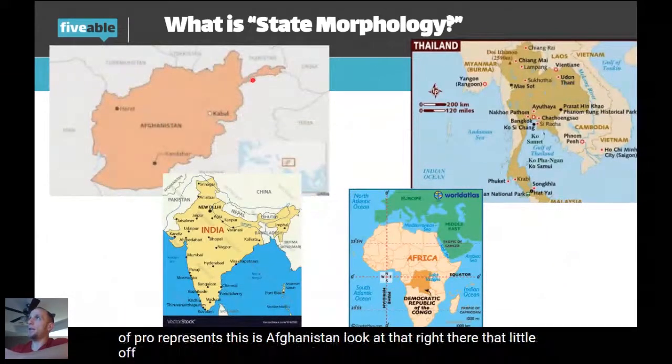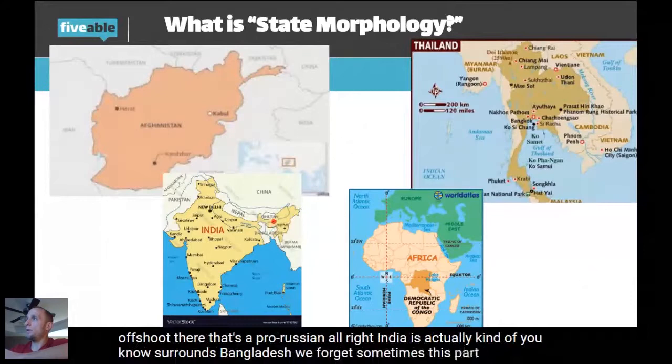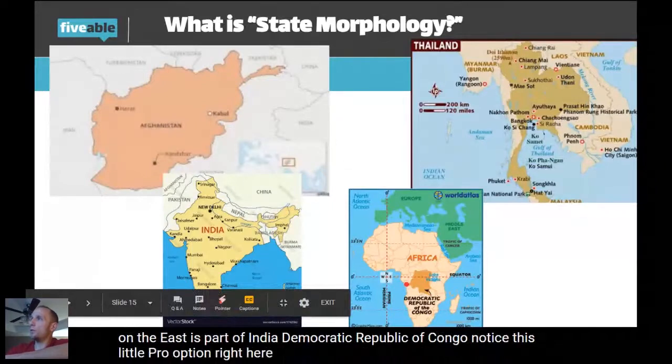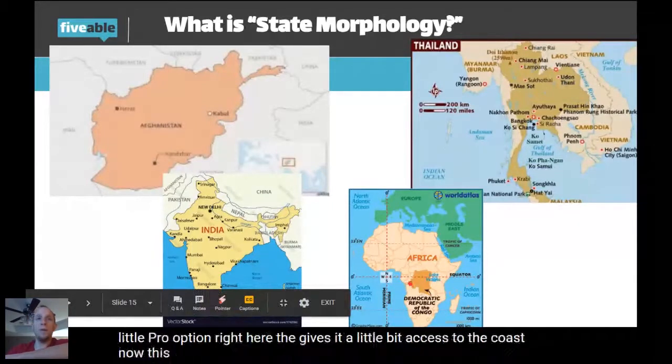This is Afghanistan, look at that right there. That little offshoot there, that's a proruption. All right. India actually kind of surrounds Bangladesh. We forget sometimes this part over here on the east is part of India. Democratic Republic of Congo. Notice this little proruption right here that gives it a little bit of access to the coast.